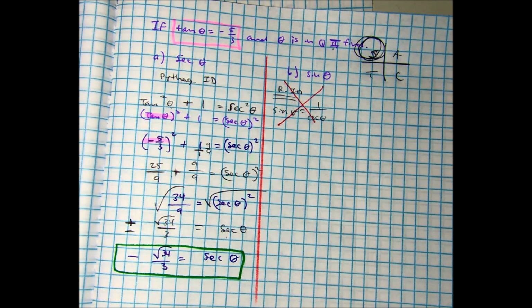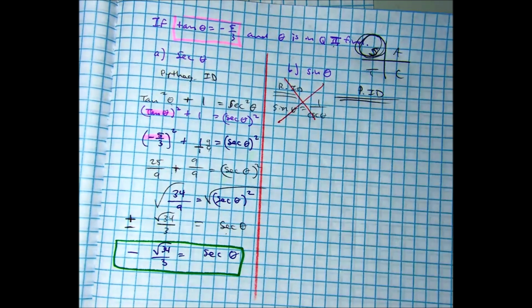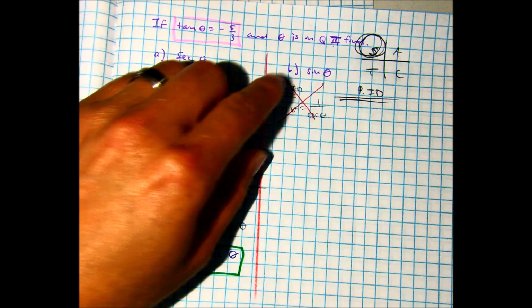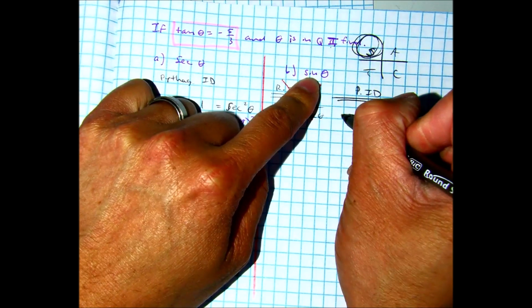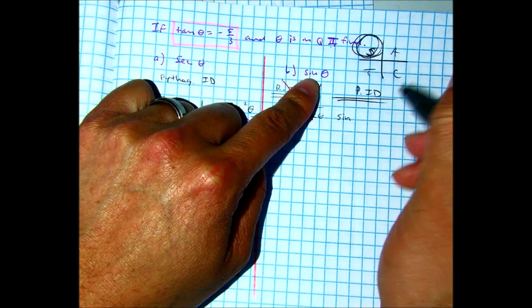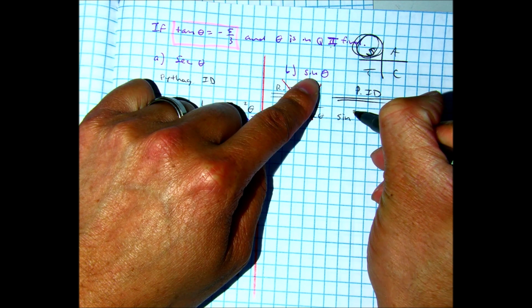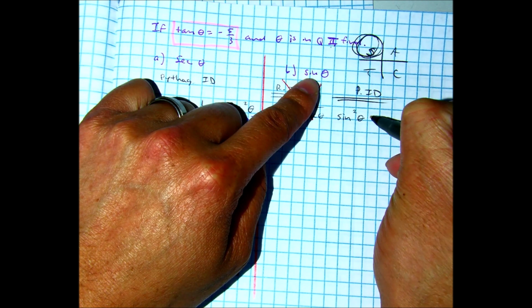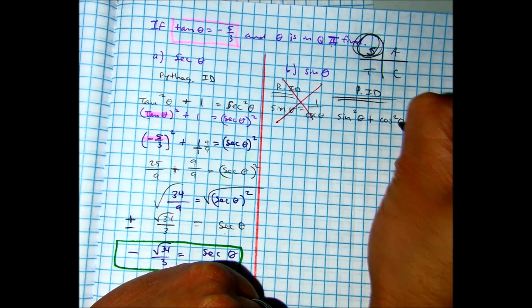Pythagorean. Okay, you said Pythagorean identity. Which one? I got one here. Start with this one. Sine squared theta plus cosine squared theta equals 1.